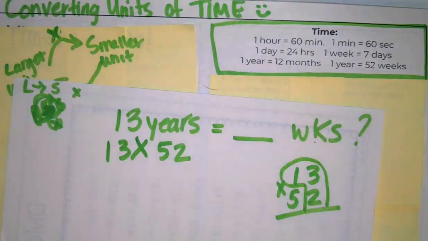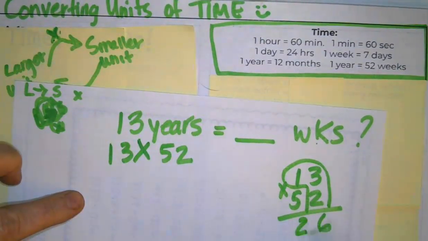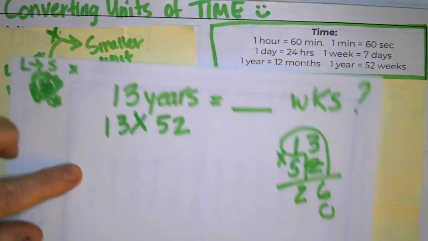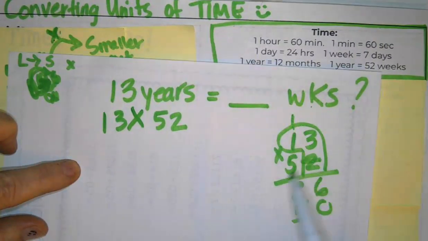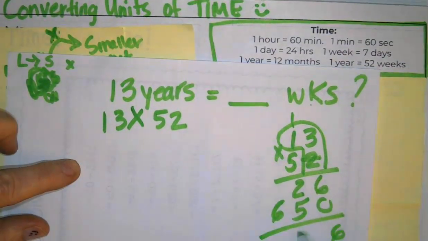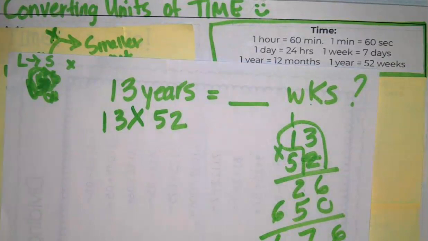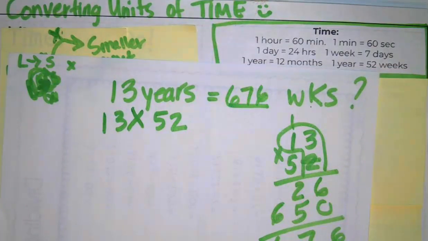And we're going to start by multiplying 2 times 3 and get 6. 2 times 1. Now we're ready to multiply by the tens place. Drop your 0. 5 times 3. 5 times 1. Plus 1 more. And we get 676. So in 13 years, you will have been 676 weeks old.